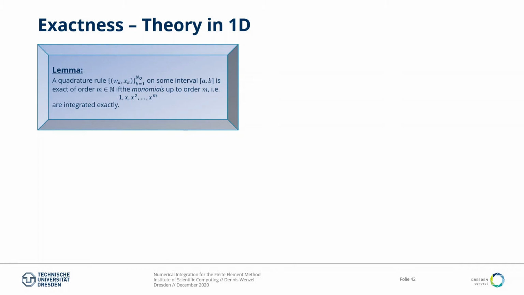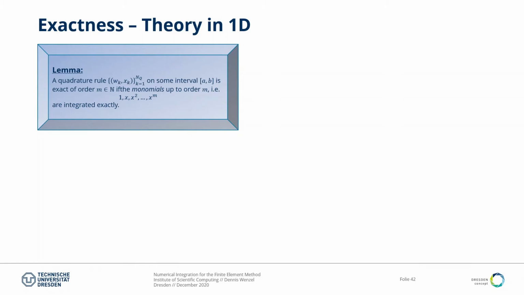And an interesting lemma is: a quadrature rule formed by certain points and weights on some interval is exact of order m if all the monomials, so not polynomials, but the monomials up to order m are integrated exactly. So what are monomials? Those are simply given by a certain power of the variable x. So the monomials are 1, x, x squared, x to the power of 3, and so on. Those are, let's say, the most simple polynomials you can imagine.